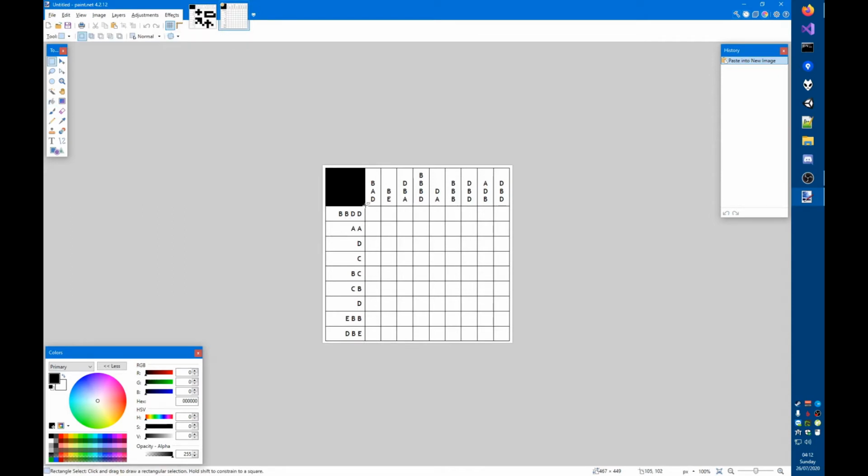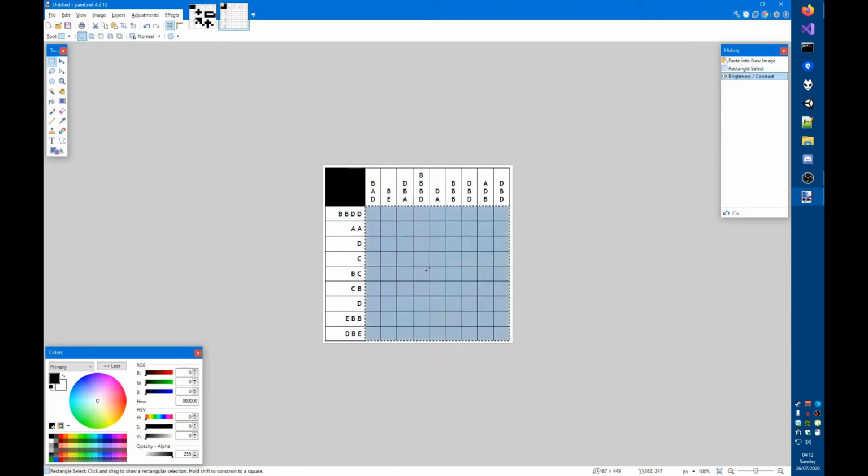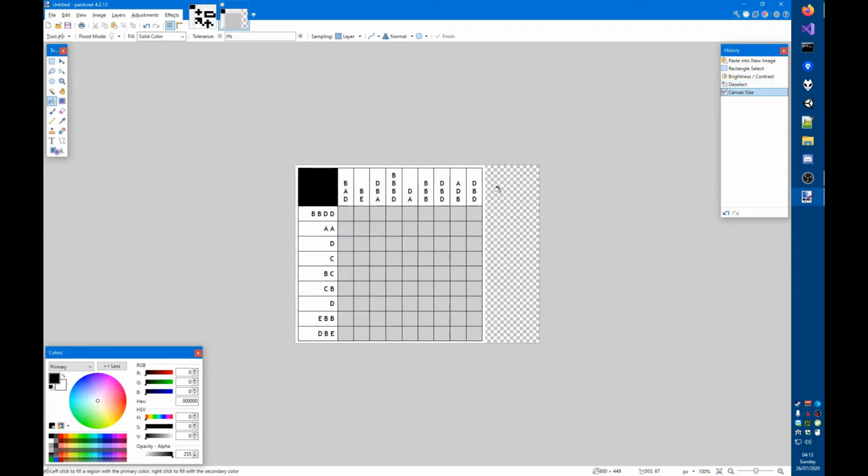Okay, so now I'm going to try and just select this and use the brightness tool to turn it into some kind of gray. There we go. Okay, that should work. Okay, so one of these must be a 5. You know what? I'm going to increase the canvas size here a little so that I have some space on the right to put what I think the numbers may be.